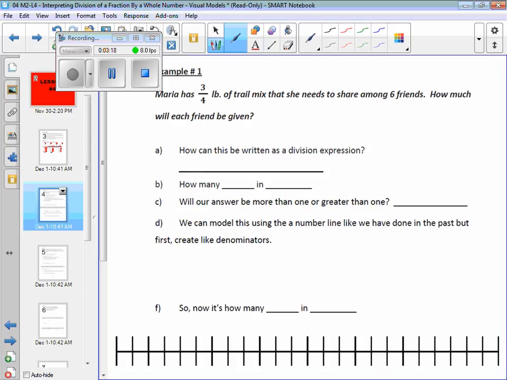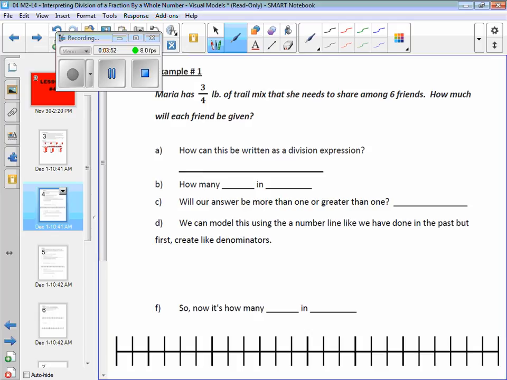This is going to look similar to what we've been doing, but it's different. Maria has how much mix? Say it nice and loud again. 3/4. Is that greater than 1, Lewis, or less than 1? It's less than 1 pound, right? She's got to divide that 3/4 to 6 different people. So is each person going to have greater than a pound or less than a pound? Less. It's going to be less than 3/4.